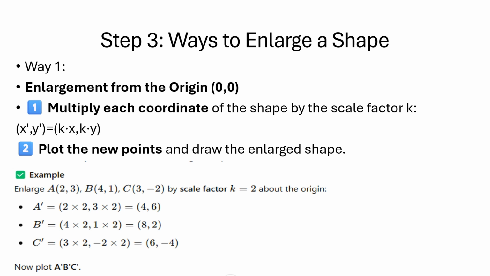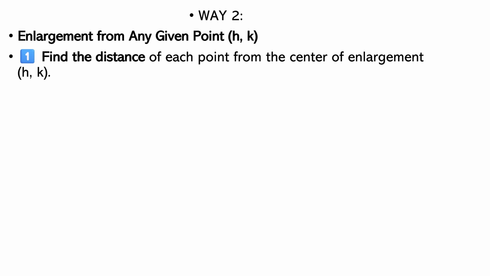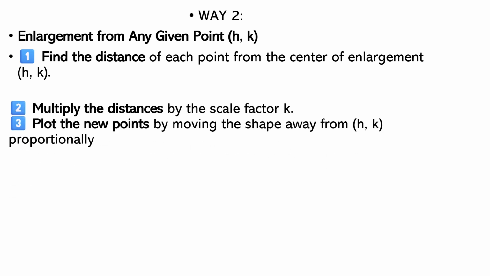If it is not about the origin, this other approach is for you. Way 2: enlarge from any given point. First, you find the distance of each point from the center of enlargement. Multiply the distance by the scale factor k. Plot the new point by moving the shape away from the center of enlargement.